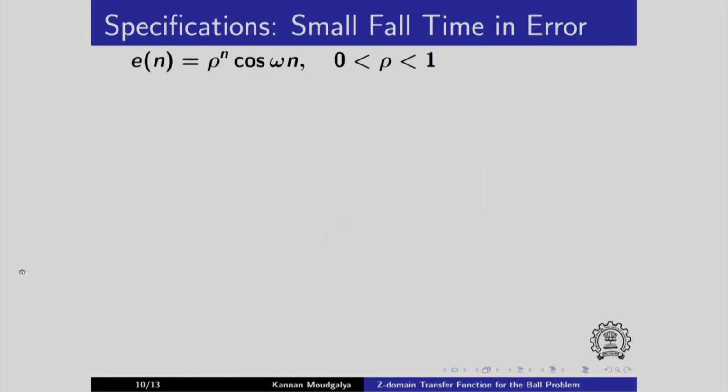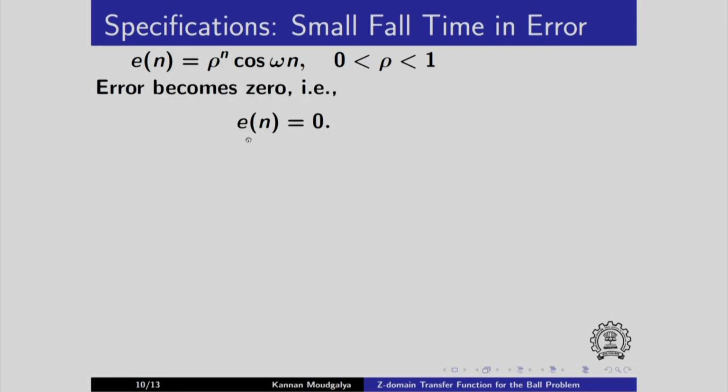Now we go on to specifications. We demand small fall time in error. Remember, we considered this in the first part of this course. As a matter of fact, this entire slide is reproduced from one of the lectures I delivered in the first part of this course. Start with this error signal.